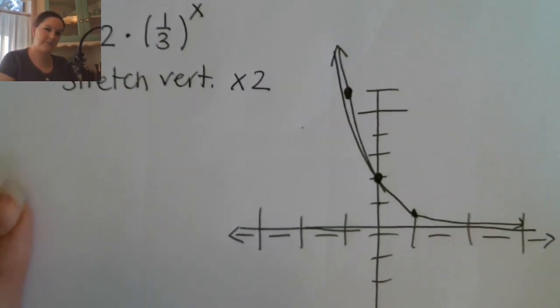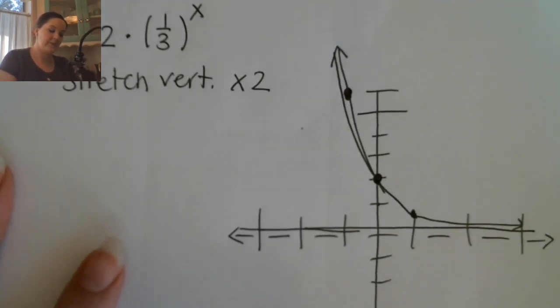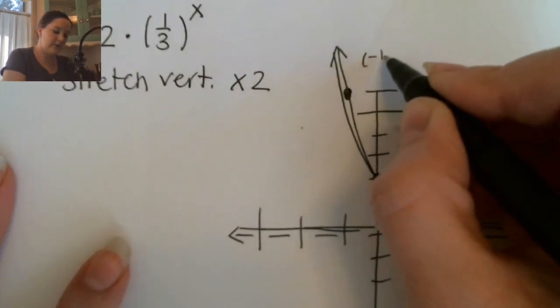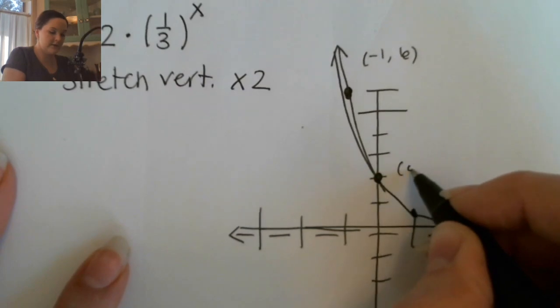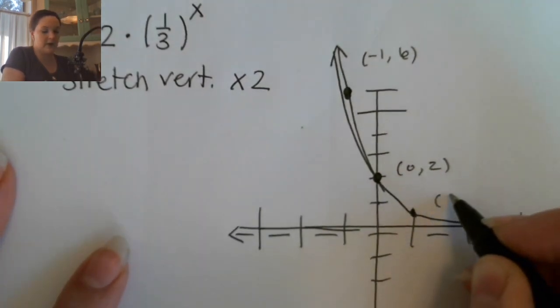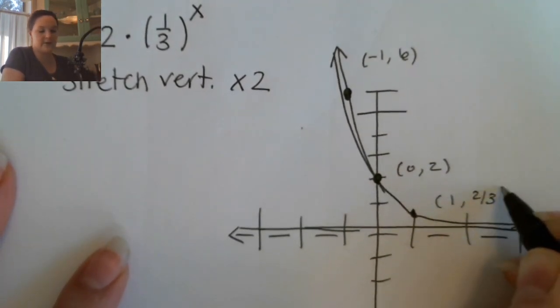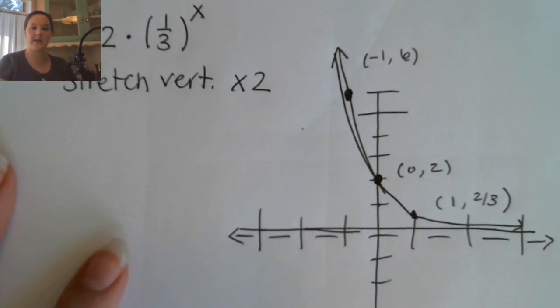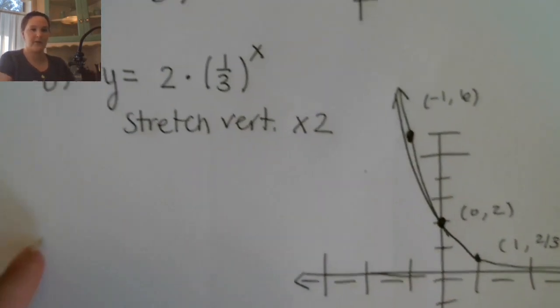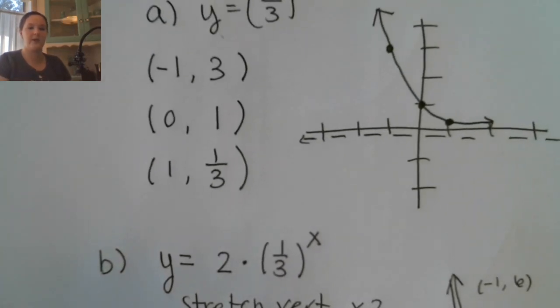So this would be (-1, 6), (0, 2), and (1, 2/3). The x coordinates are exactly the same, the y coordinates are multiplied by 2. You can compare those to the original key points. All right, let's do another transformation of that graph.